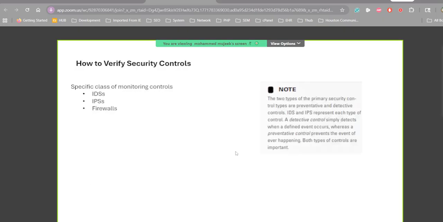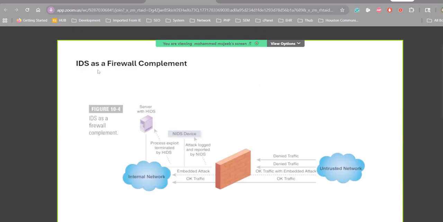How to verify security controls, specific classes of monitoring controls. You can look at two types: IDS, IPS, firewalls. We covered this already. IDS as a firewall component, you can look at this diagram. If you have the IDS, it's network IDS or host IDS. Network IDS protects your systems at the network level, and the host IDS will protect you at your server level, the host level. So these are the two differences between the host IDS and the network IDS.